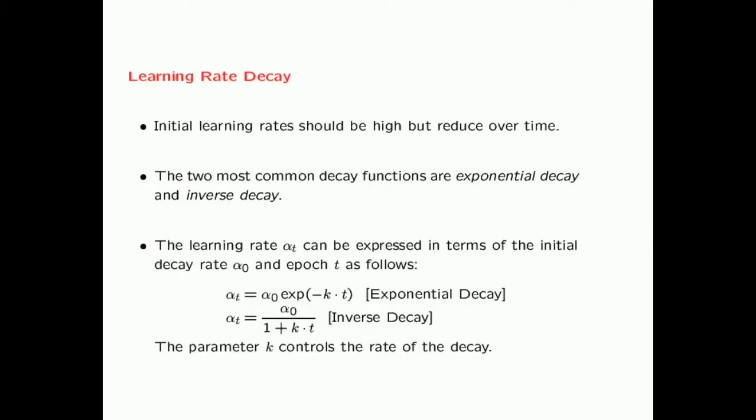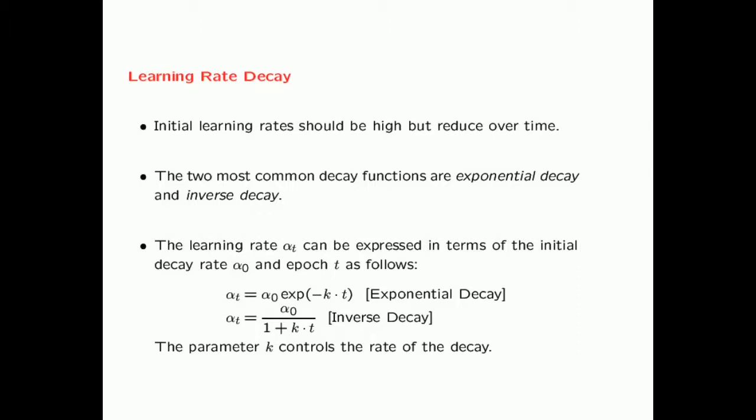So let us first talk about learning rate decay. The initial learning rate should always be high, but it should reduce over time. The reason for this is that the initial weight parameter is often quite poor, and using a high learning rate is essential in quickly moving to a point in the loss function which is closer to the optimal solution. However, once you near the optimal solution, it is important to reduce the learning rate to avoid bouncing around the optimal solution. The two most common decay functions that are used in this setting are exponential decay and inverse decay.